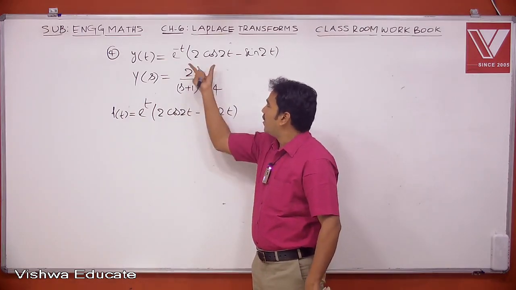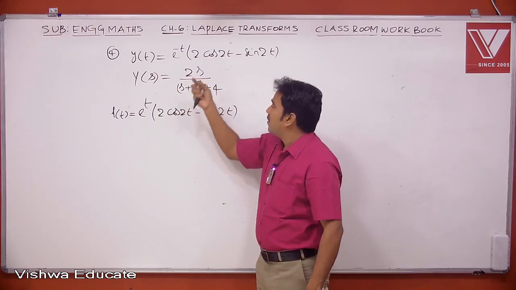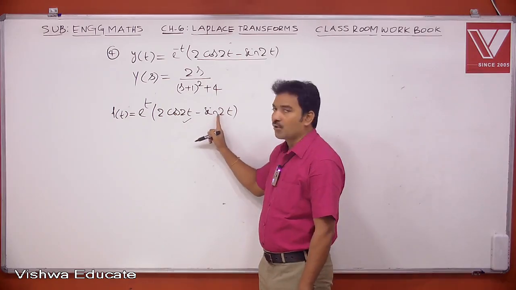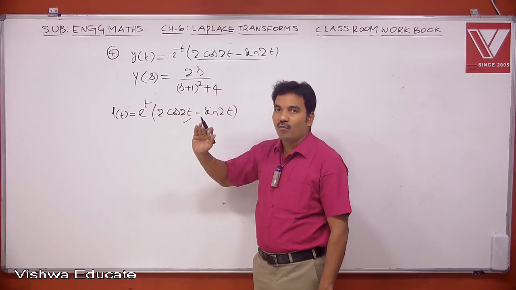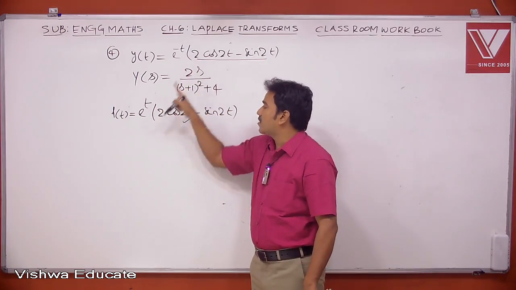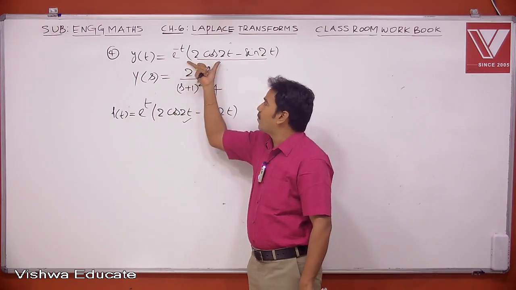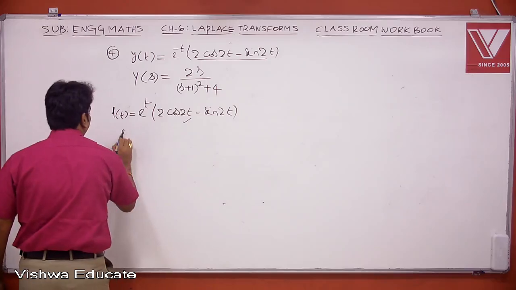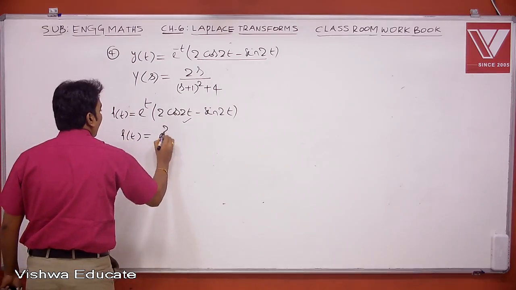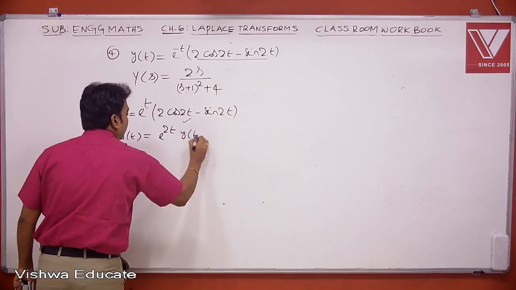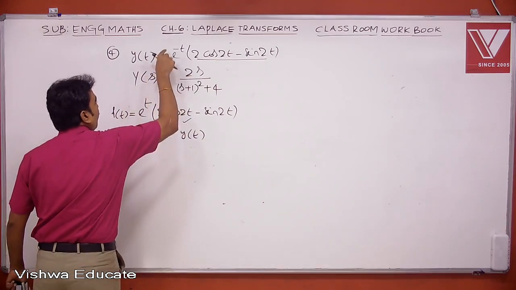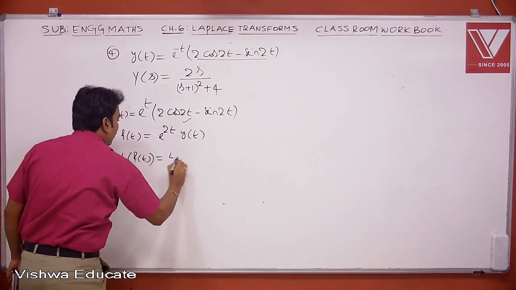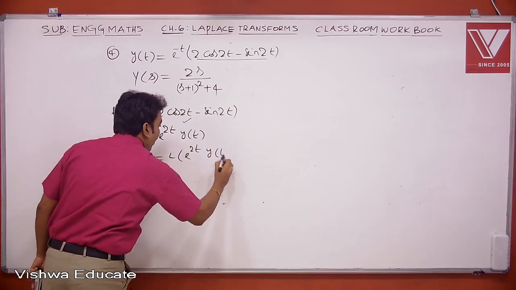Actually when you multiply this function with e power 2t, this part is common: 2 cos 2t minus sin 2t. Only the difference is in the power of the exponential function. This is e power minus t and this is e power t. So when you multiply this entire function with e power 2t, we get this. Therefore the function f of t is e power 2t times y of t. Therefore the Laplace of small f of t equals Laplace of e power 2t into y of t.